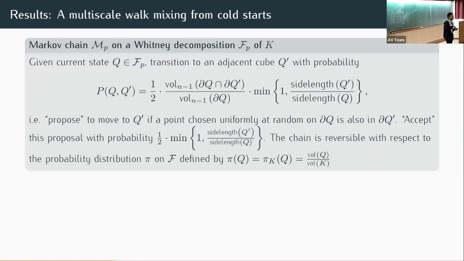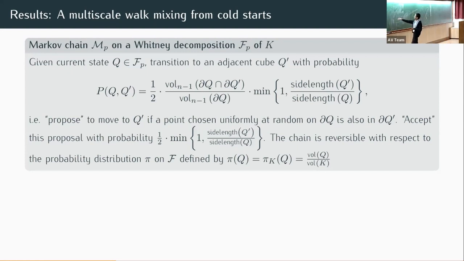So how will we sample from the body? Given that we have a cube, how should we sample from the body? We pick a point uniformly at random from the cube. If we are close to the correct distribution on the cubes, then this will also be close in statistical distance to the distribution on the body.